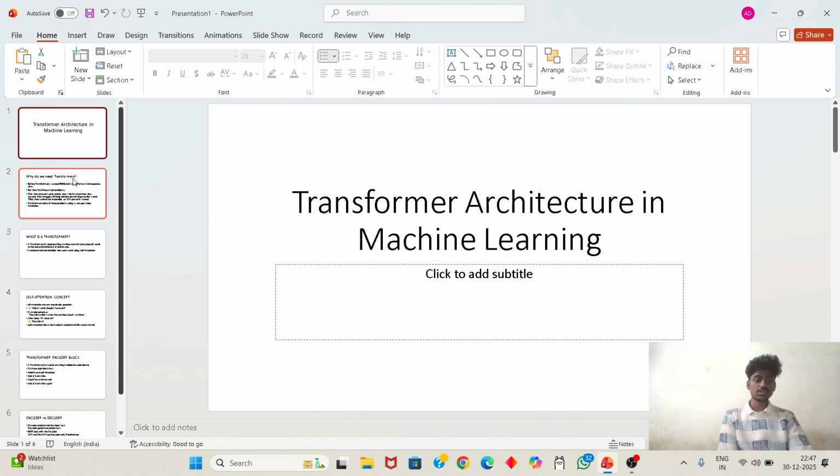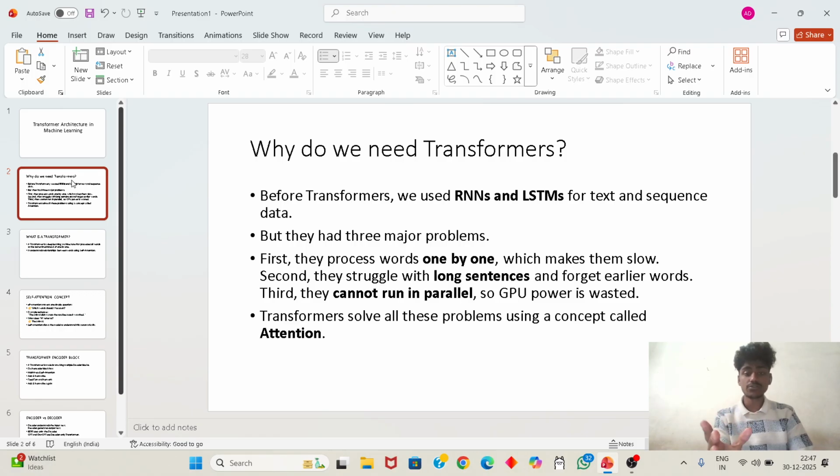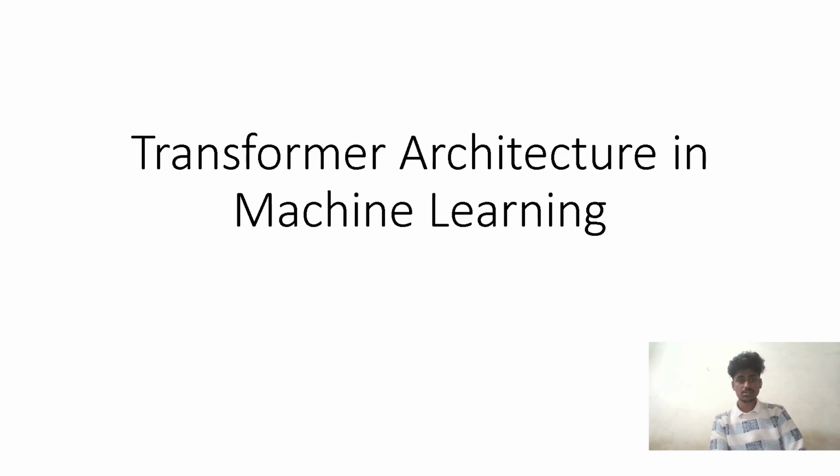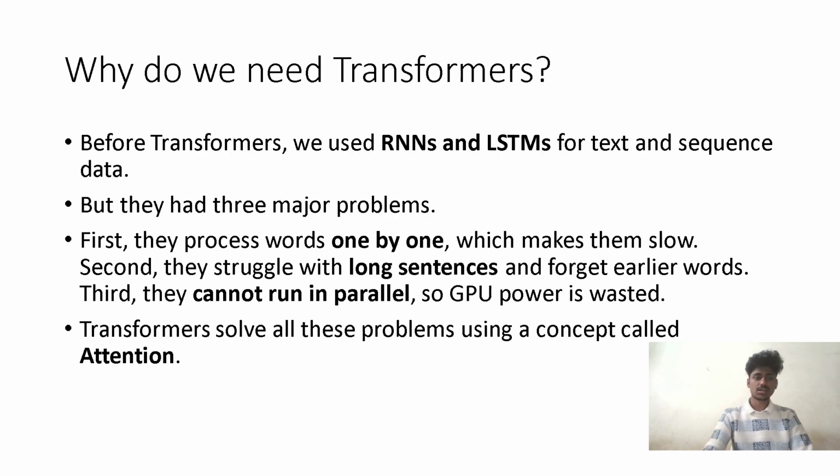First of all, why do we need transformers? Before the transformer, we used RNN and LSTM for text and sequence data. RNN and LSTM had three major problems. They process one word at a time, which makes them slow.